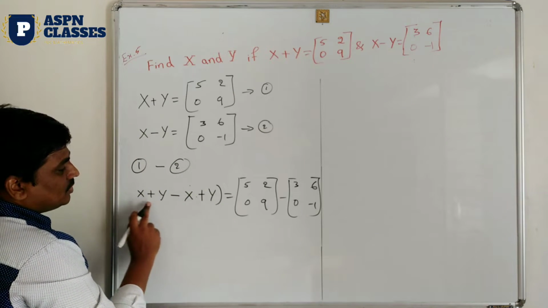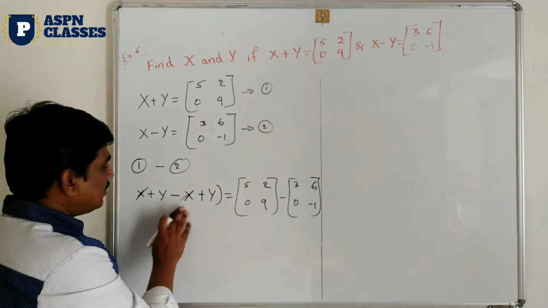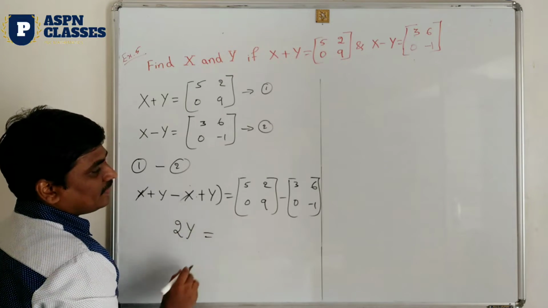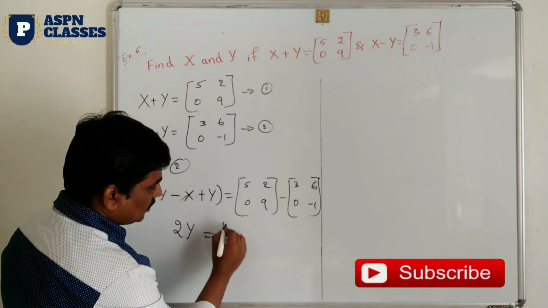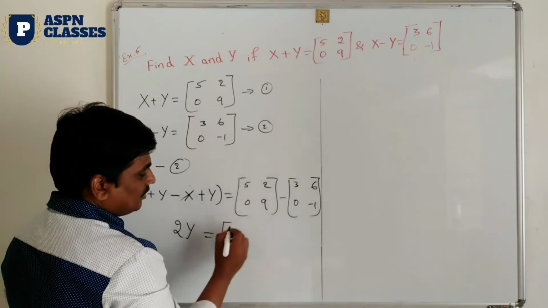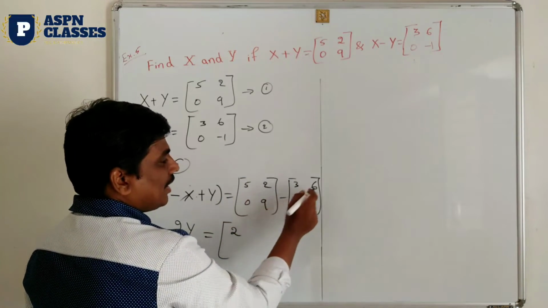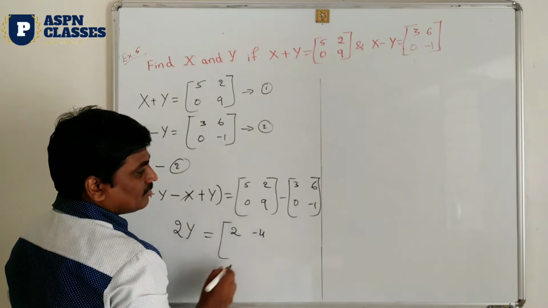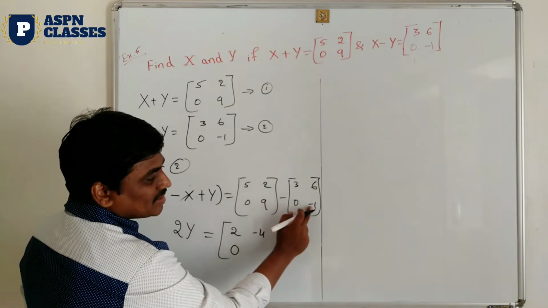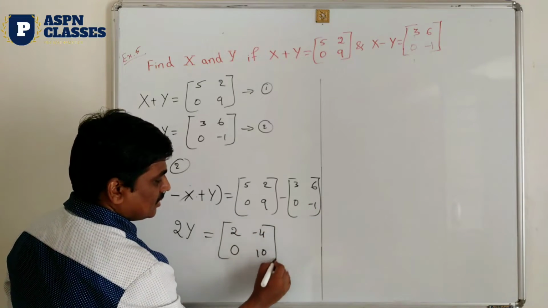Then you have to observe these two results. x cancels, because plus x minus x cancel. y plus y, what is the answer remaining on the LHS side? 2y. Then you have to subtract these two matrices. What do you get? Check out here. 5 minus 3 means 2 is the answer. 2 minus 6 means minus 4 is the answer. 0 minus 0 means 0 is the answer. 9 minus minus 1, so 9 plus 1 means 10 is the answer.